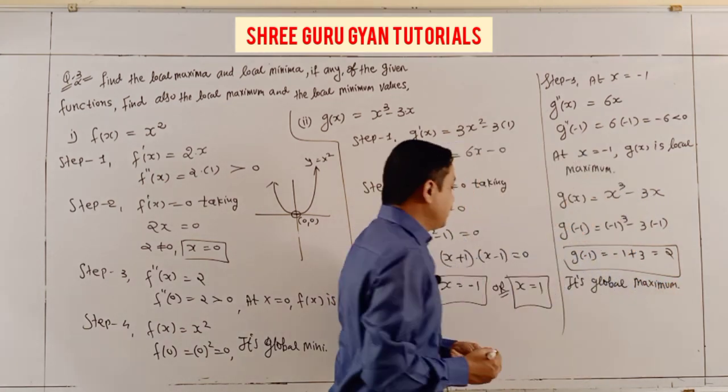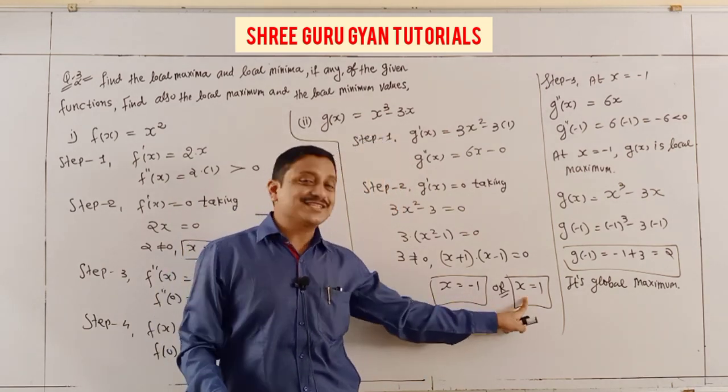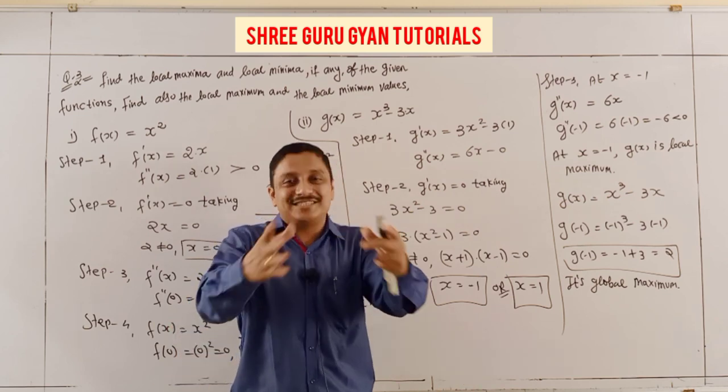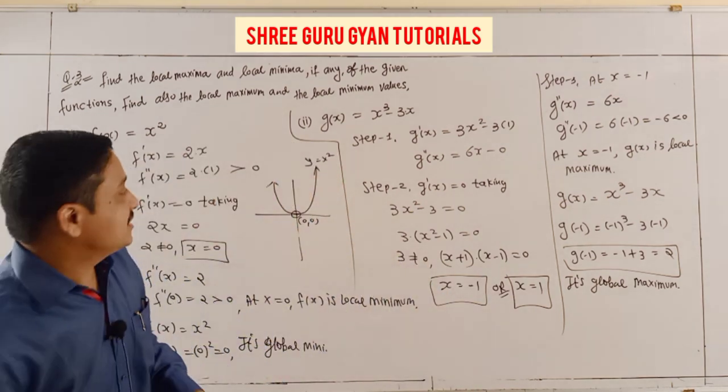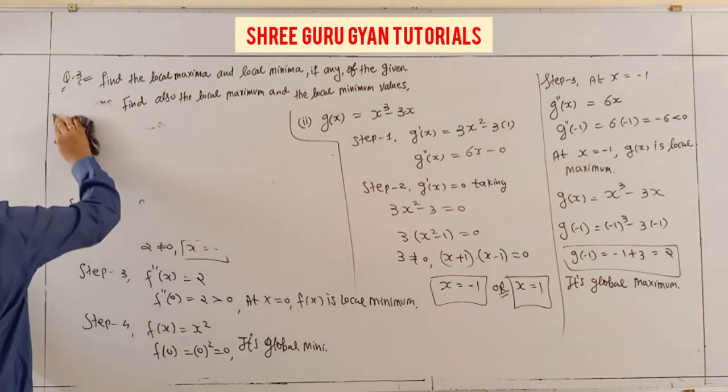Yes. Now your first case is done: x is equal to minus 1. Now I go to x is equal to 1. Same checking, same step 3 and step 4. So students, I am just moving ahead and putting x is equal to 1 now.